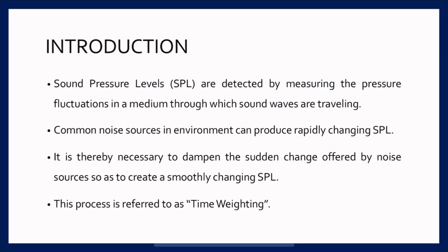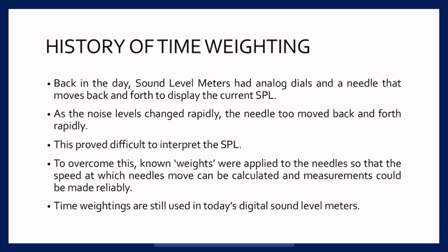Sound pressure levels, or SPL, are detected by measuring the pressure fluctuations in a medium through which sound waves are traveling. In most general cases the medium is air. The common noise sources in the environment can produce rapidly changing SPL. So it is necessary to dampen the sudden changes offered by the noise so as to create a smoothly changing SPL. This process of dampening the sudden change is referred to as time weighting.